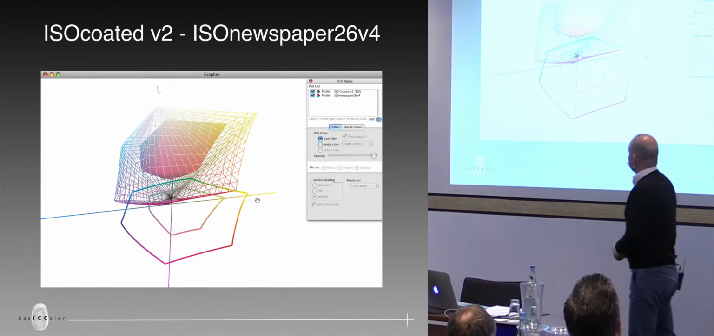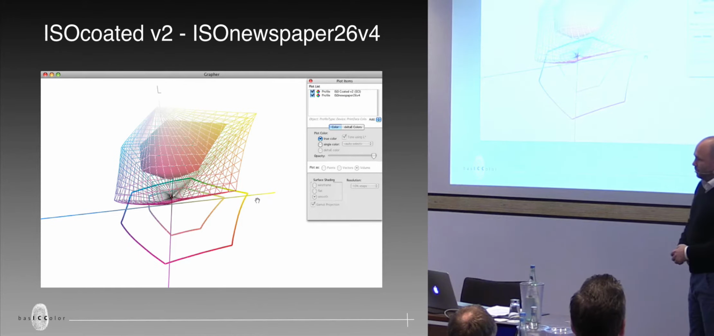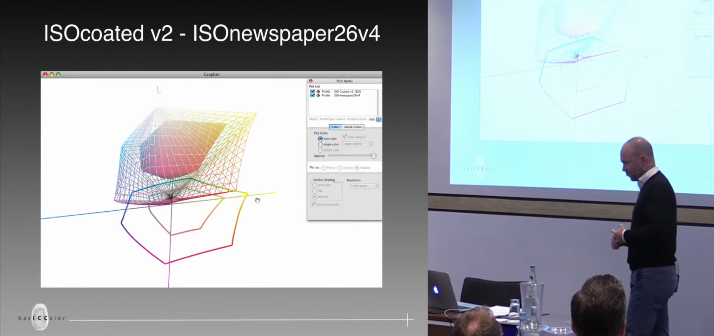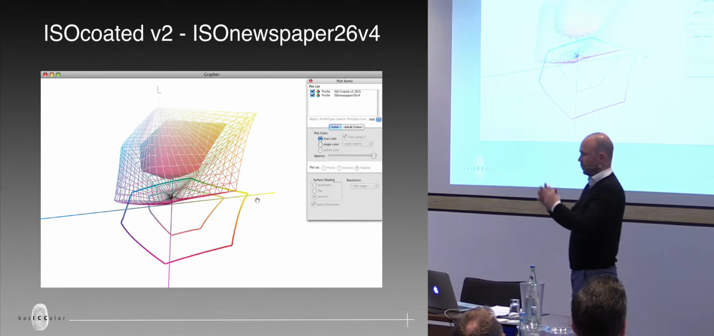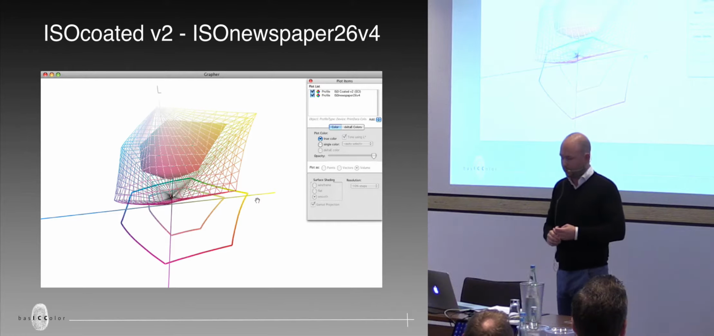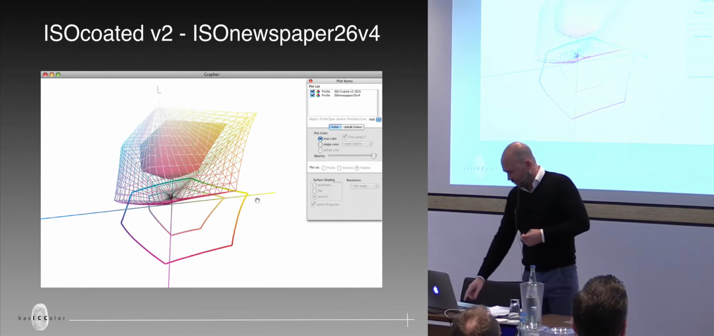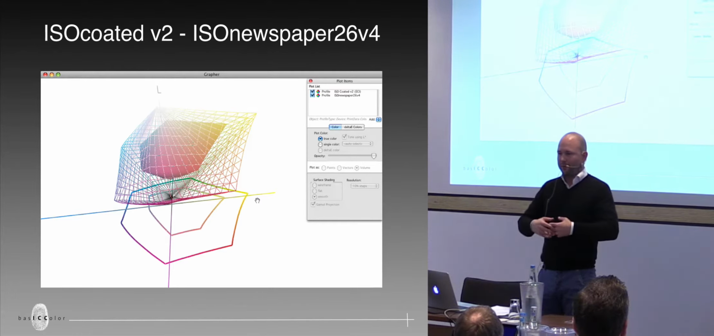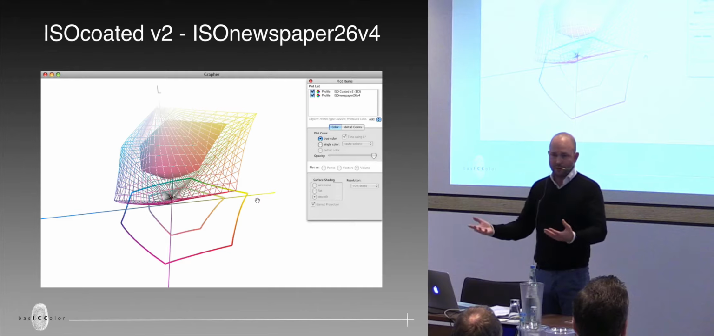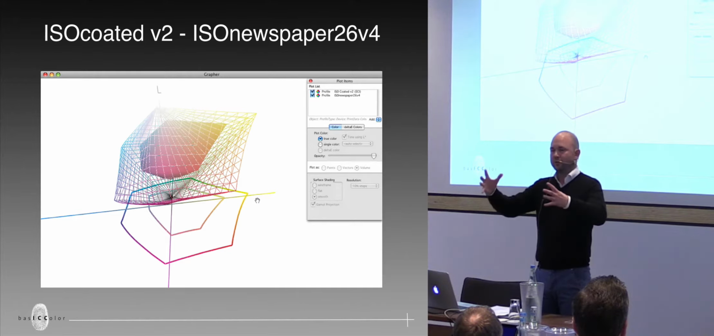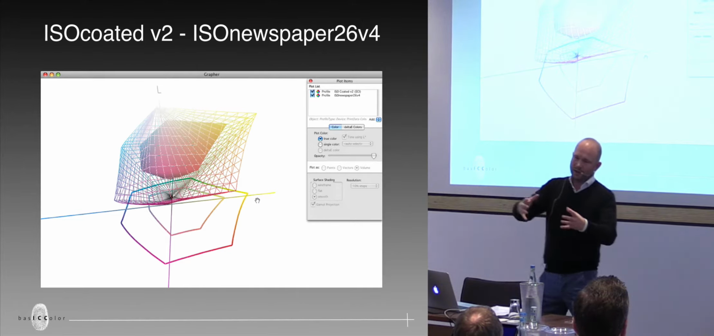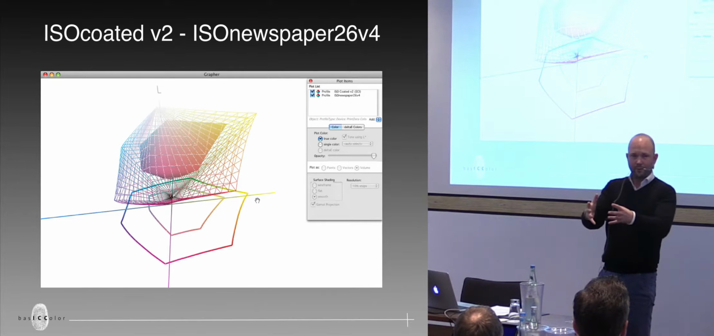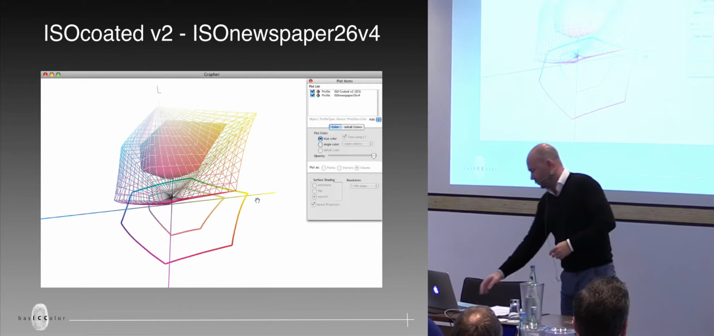Here I have, for example, 2 color gamuts. The bigger wireframe is my ISO-coated, and the smaller solid color gamut is my ISO newspaper color space. So that's also something everyone knows. If I print something on offset press, on coated paper, I have a huge color gamut. On the other side, if I print something on a newspaper printing machine, I have a smaller restricted color gamut.